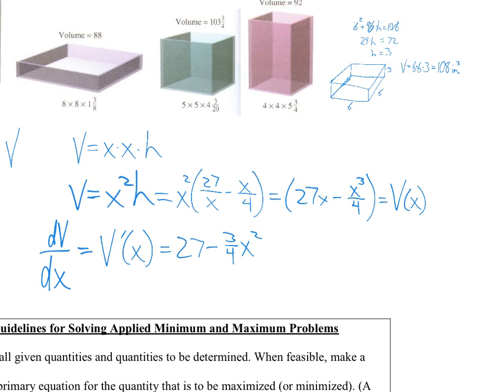So now what? Set equal to 0. What are we trying to do? We're trying to find a max, right? So set this equal to 0. I get x squared by itself, and I've got 27 times 4/3, so that ends up being 36. So x is plus or minus 6. So that's my solution, right?